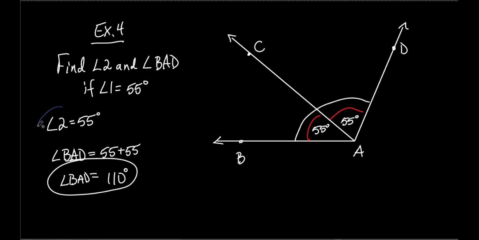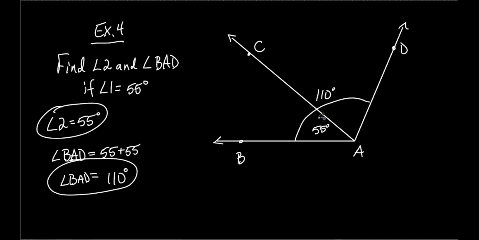Same thing right here. Angle 2 is equal to 55 degrees, and that's it. Pretty simple, isn't it? Now, they could have switched it around a little bit, right? They could have told you that the whole angle is 110. And what if they didn't tell you the angles were equal to each other? What if they give you that information?